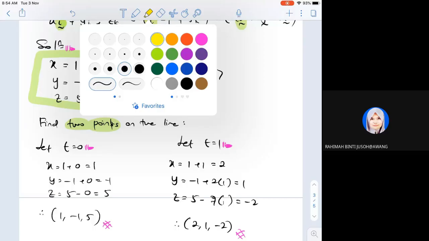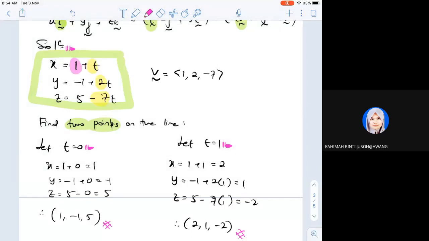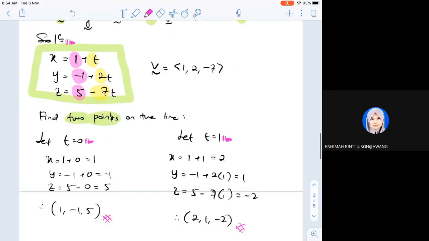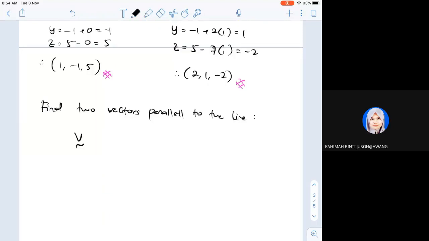Okay, for the one in front, the one I colored pink, this is the P naught, 1, negative 1, 5. The pink color is the P naught and the yellow color is the parallel vector. Now we have the parallel vector 1, 2, negative 7. V1 equals 1, 2, negative 7.